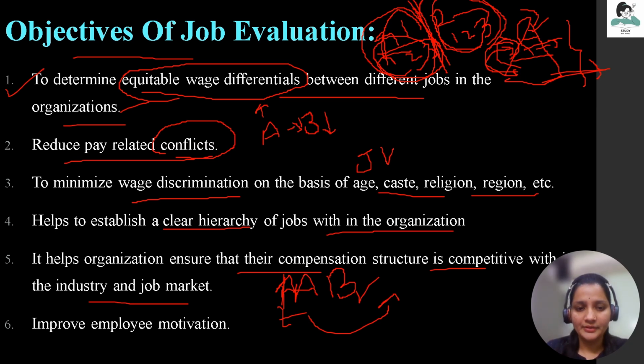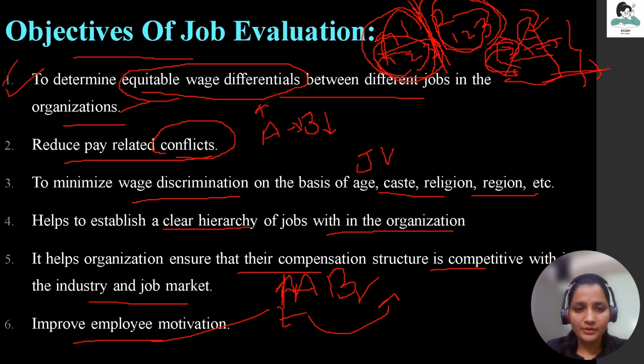Am I clear? Next is improve employee motivation. So when the employees in the organization understand that they are being paid by the work they do, not on favoritism and all, they feel respected and this increases the motivation. So when they get respected in the organization, they obviously feel motivated, right? Because they know their hard work is being recognized, and also they understand that they can grow more in the future. So they can grow in their career, they can earn more in the future. Yes, so this helps to improve employee motivation.